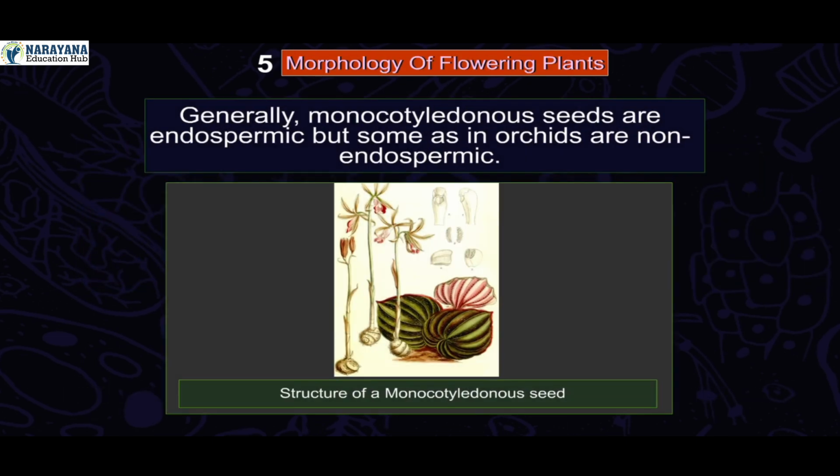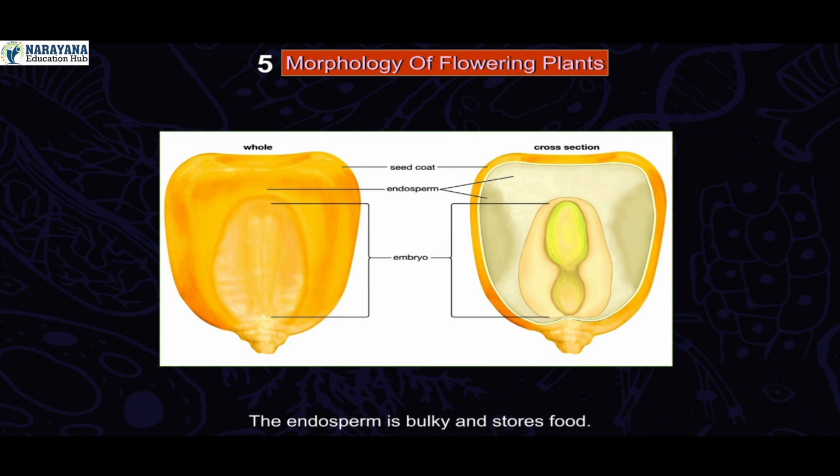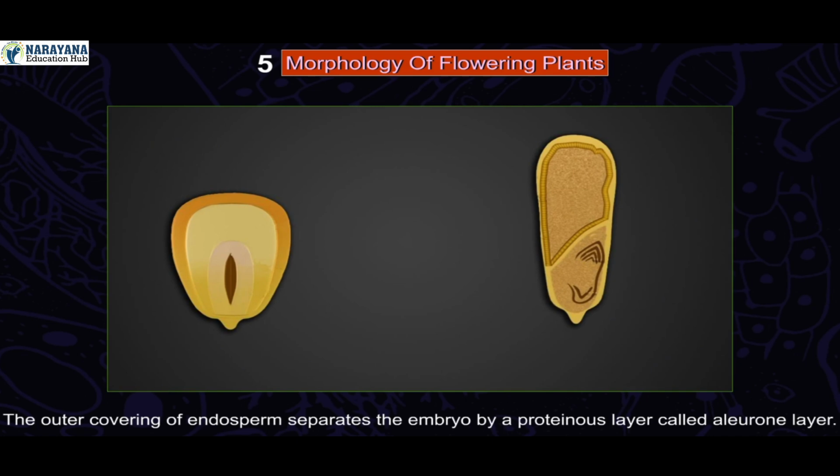Generally, monocotyledonous seeds are endospermic, but some, as in orchids, are non-endospermic. In the seeds of cereals, such as maize, the seed coat is membranous and generally fused with the fruit wall. The endosperm is bulky and stores food. The outer covering of endosperm separates the embryo by a proteinous layer called aleurone layer.